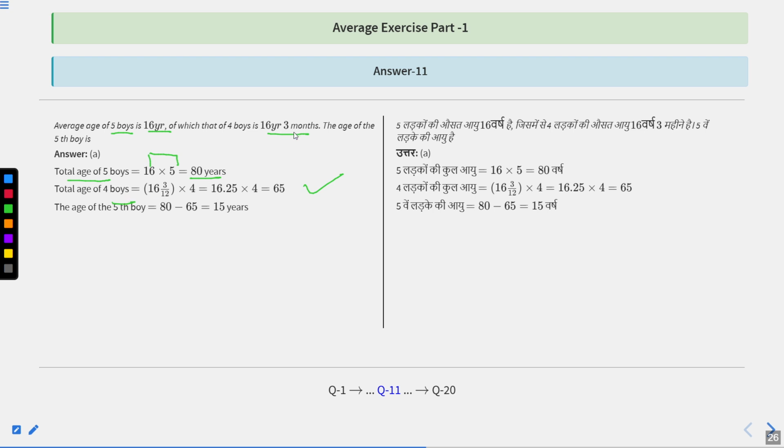16.25, we can write 3 months as 1 by 4, so when we calculate it we get 0.25. So the age of the 5th boy will be 80, the total of 5 boys, minus 65, the total of 4 boys. So what will be the age of the 5th boy? 80 minus 65, which is 15 years. So A is the correct answer. Next one.